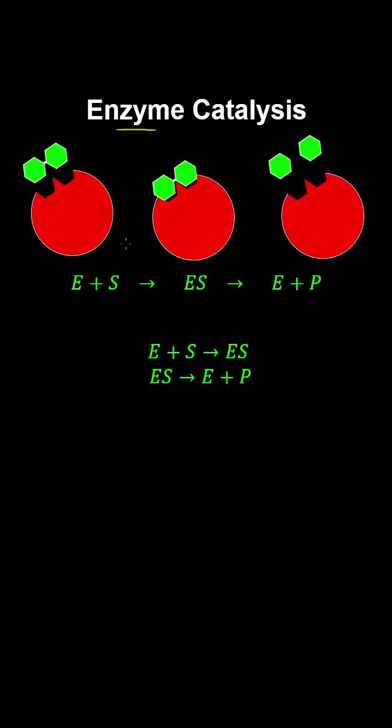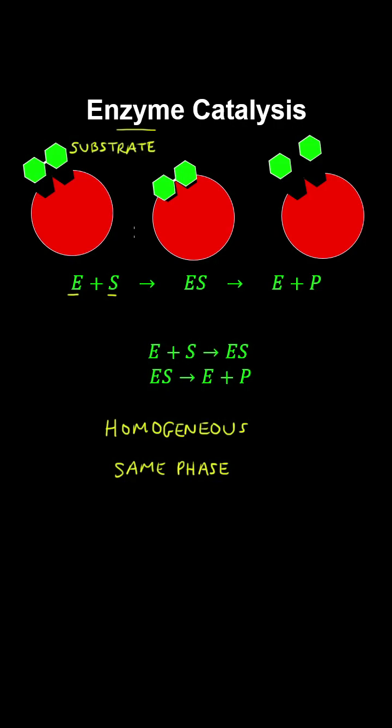Enzyme catalysis is a homogeneous process because the enzyme functions in the same phase as the reactants. And the reactants are called the substrate in a biological process. So enzymes are large biomolecules that have many functions within living organisms. Now an enzyme has an active site where the substrate is going to react with the enzyme through non-covalent interactions.